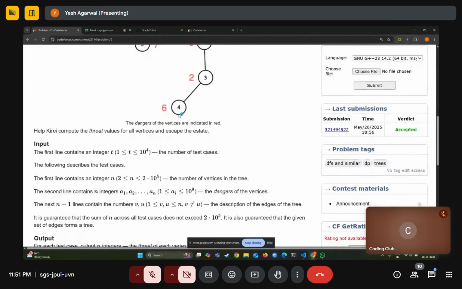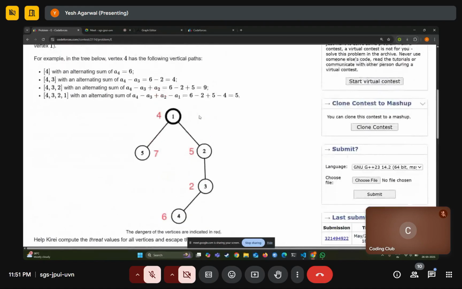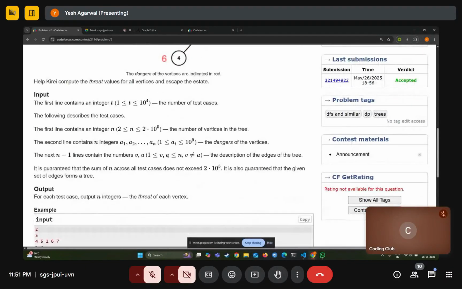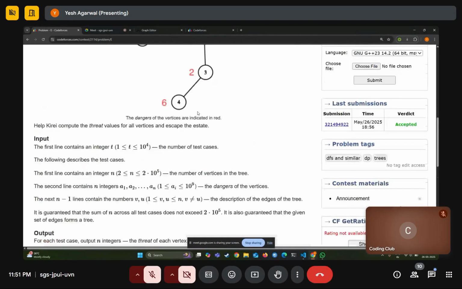Now, one approach might be to calculate for each of the vertices individually. We can just do the alternating fashion and check it for each and every node along the path, but that will of course give you time limit exceeded. As the constraints are quite high, you need a big O solution.